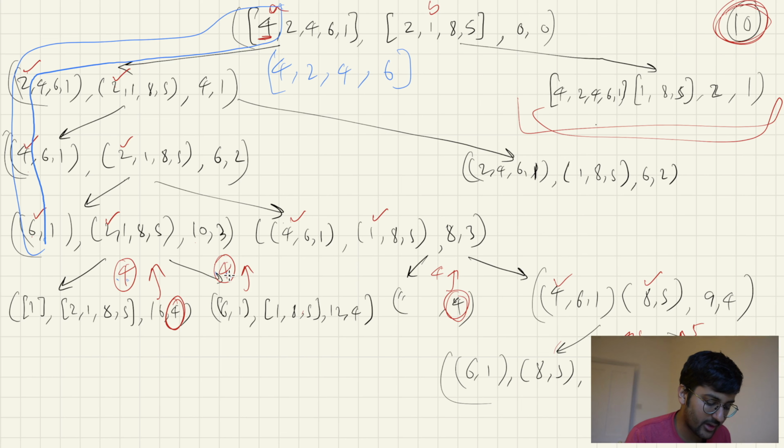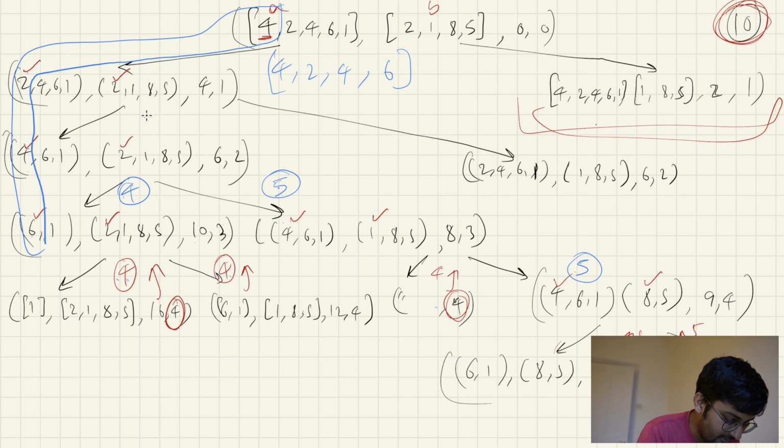What is the maximum of 4 and 4? It's 4 only, so I will return 4 here. What is the maximum of 5 and 5? It's 5. So I will return 5 here. What is the maximum of 4 and 5? It's 5. I will return 5 here. What's the maximum of 4 and 5? It's 5. I will return 5 here. Then I will return 5, and whatever this is, maximum will be 5.